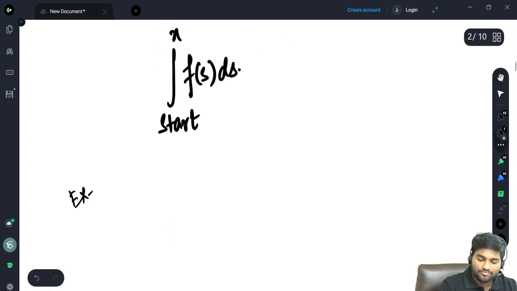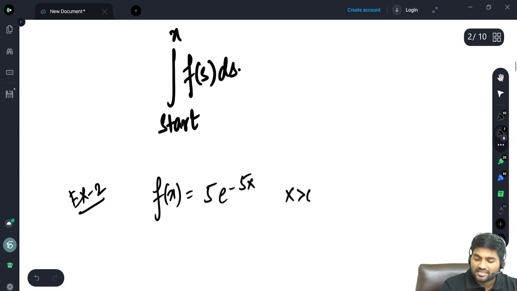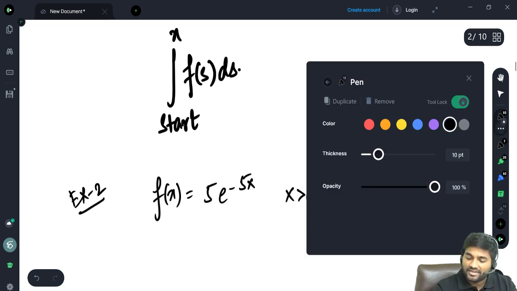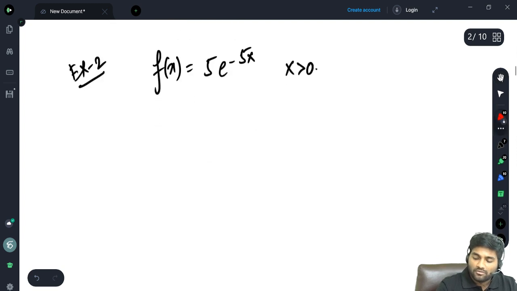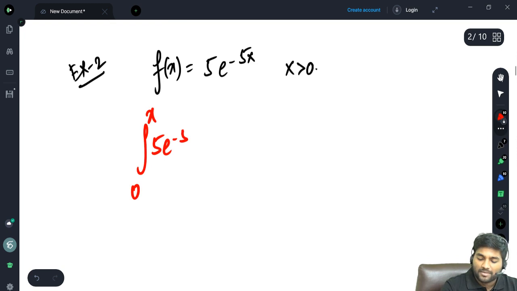Example, we are having fx is equal to 5 e to the power minus 5x, x is greater than 0. We need to calculate the CDF. We need to calculate the CDF, okay? So, how to do that? What is the start range? 0. 0 to x, 5 e to the power minus 5x dx.